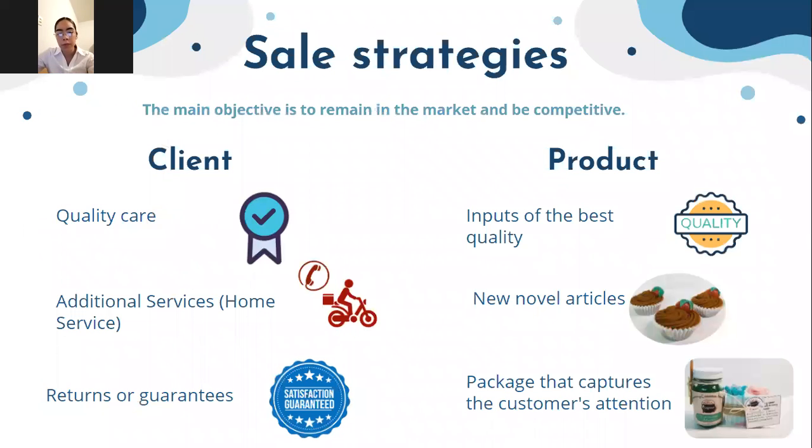Then we have the sales strategies, whose main objective is to remain in the market and to be competitive. There are 4 sales strategies. The first one is the service, which means the company needs to have quality care, also additional services, for example, home service and returns or a certification warranty. Also, the product: we need to have the best inputs of the best quality and novel articles, and a package that captures the consumer's attention.